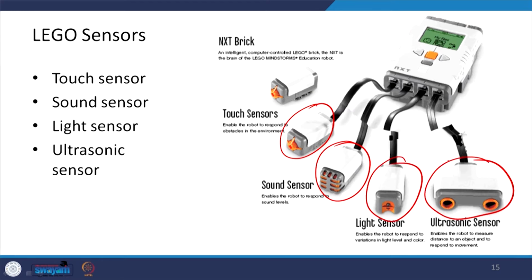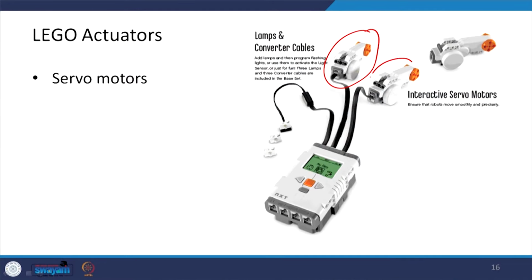So these are the various sensors which you can see: the touch sensor, sound sensor, light sensor, and the ultrasonic sensor. Coming to the actuators, servo motors are there. With the kit, three servo motors are provided, and these servo motors can be connected to the controller over here, okay. These servo motors ensure that the robot moves smoothly and precisely.